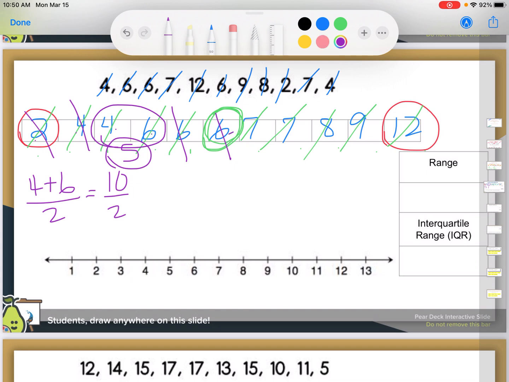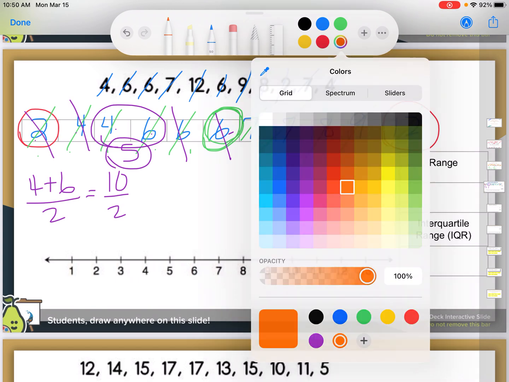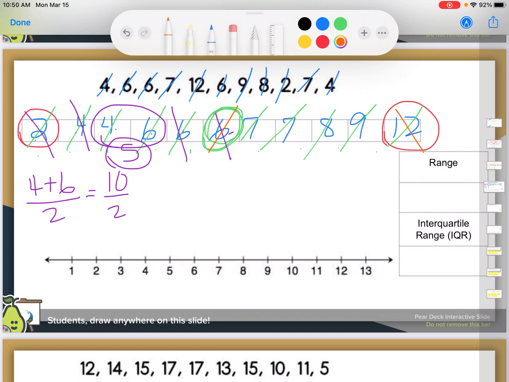Then I'm going to do it again for the upper half. So 1, 2, 1, 2. I have 2 numbers in the middle. So 7 plus 8 divided by 2. 15 divided by 2 gives me 7.5. So I have 1, 2, 3 numbers in front and 1, 2, 3 numbers behind.